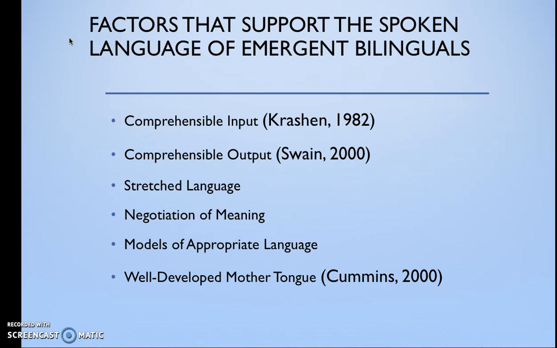So there are some factors that support the spoken language of emergent bilinguals, and I'll talk about each one of these in the next few slides. They are comprehensible input, comprehensible output, stretched language, negotiation of meaning, models of appropriate language, and a well-developed mother tongue. So take note of how these factors support or potentially support emergent bilinguals in their oral language development.